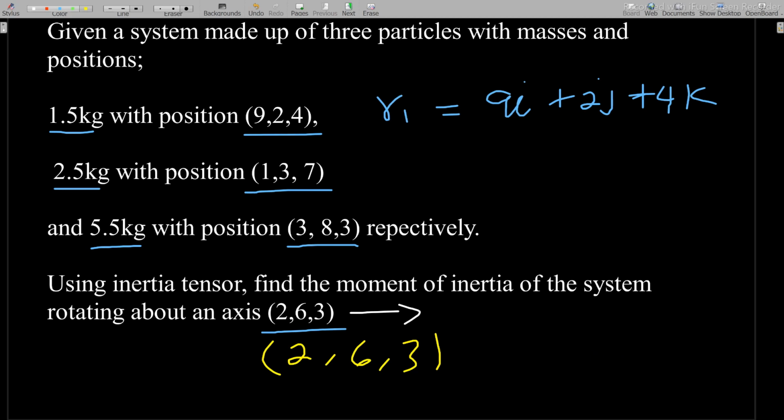So the only thing I can do is call this n. Let me call this n equal to 2 6 3. Then I find the unit vector along this. The unit vector along this is n cap, and it is the same as n over the magnitude of n. I hope you know how to find the magnitude of n.